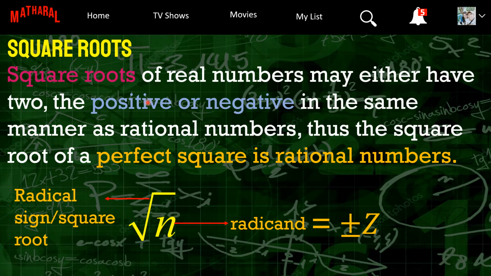As what we have read here, may either have two, the positive or negative, in the same manner. So ito po siya. Ayan. It is positive and negative integer. This is the symbol for integer po, representing numbers. So, dalawa po yan, a positive or negative. For us to understand this, let's move forward.